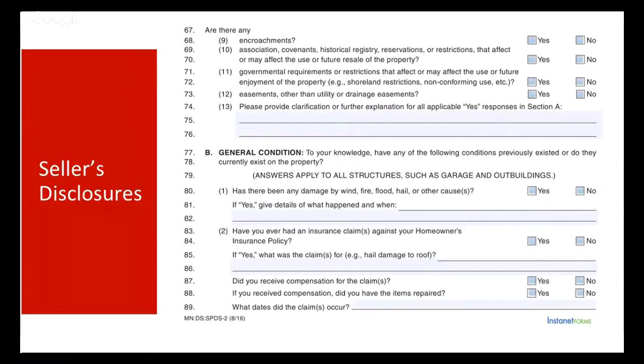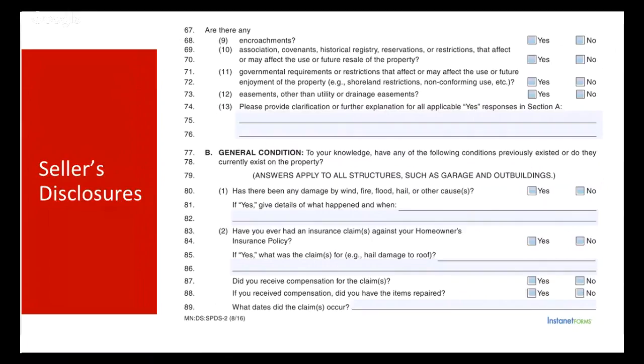Have you ever had an insurance claim against your homeowner insurance? Yes, for hail damage in 2006, right? You'll likely see some of these coincide, or people would just say, yeah, we had this incident, and this is what we did about it, or this is what happened. Did you receive compensation for the claim? And did you repair the item, or did you just use it to buy a sweet motorcycle, right? What dates did the claim occur?